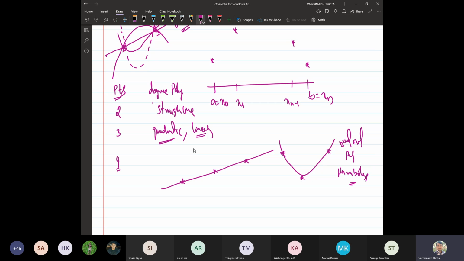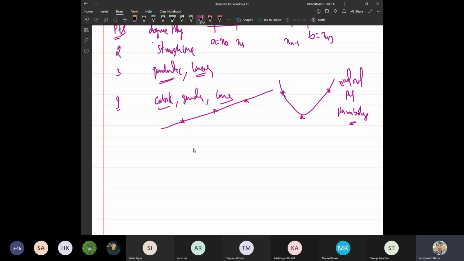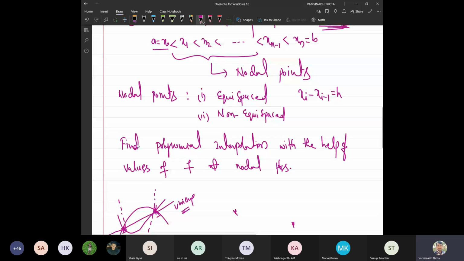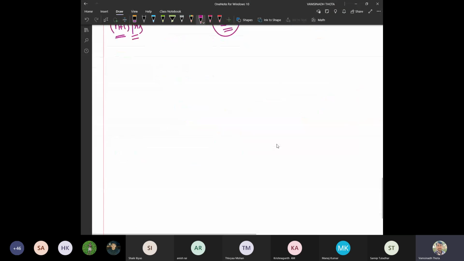Similarly, if we know 4 points, then what can we use? We can use cubic polynomials, or sometimes quadratic polynomials, or sometimes linear also. That depends on the position of the values. So in general, when we know the values of the function at n plus 1 points, we can go for a polynomial of degree less than or equal to n. So that is what we do here: finding an interpolation polynomial with the help of all the values at the nodal points.